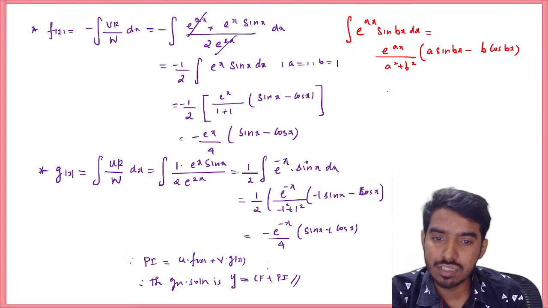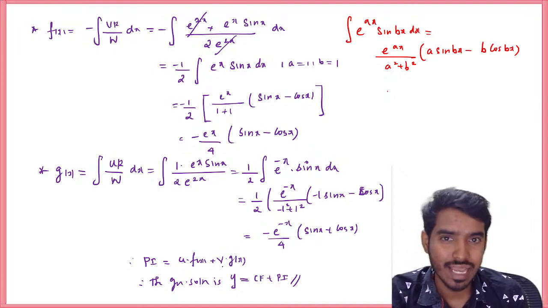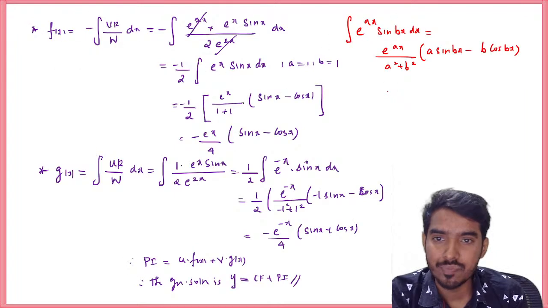You cannot simplify this term. You cannot simplify here, right? That is after multiplying b with g of x. After multiplying b with g of x and collecting all the like terms, you will get this answer, right?